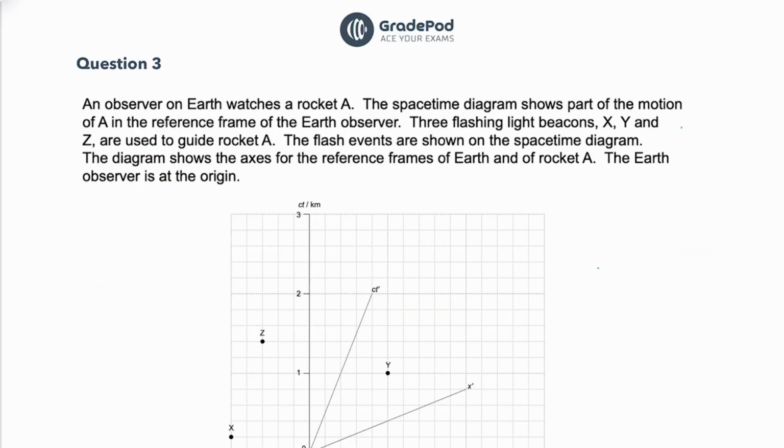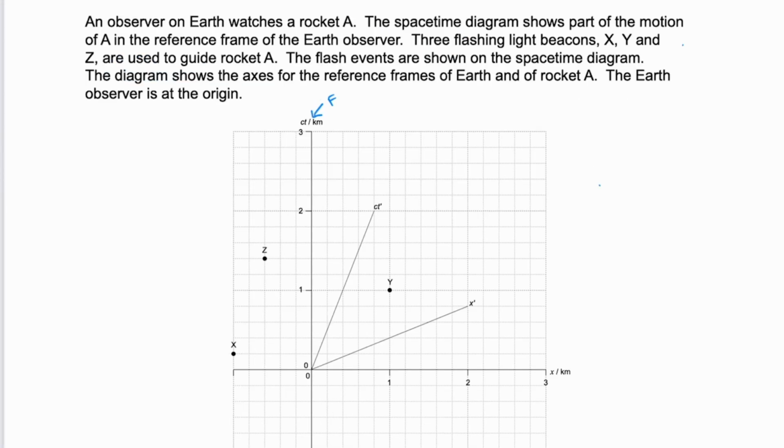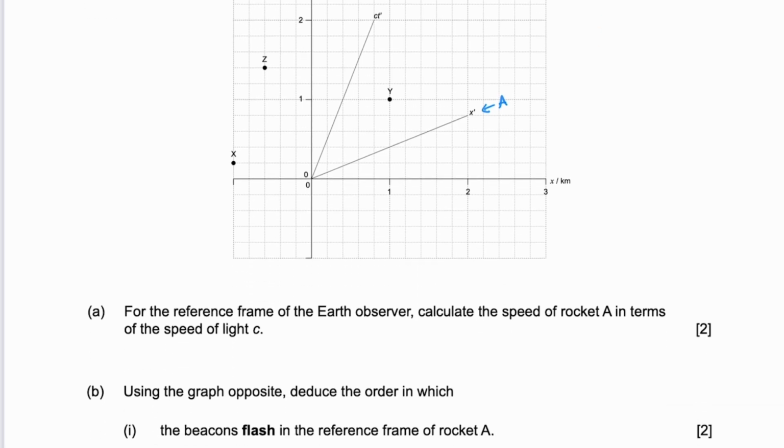Question 3. An observer on Earth watches a rocket A. The space-time diagram shows part of the motion of A in the reference frame of the Earth observer. That means this is the Earth, and this is the reference frame of rocket A. 3 flashing light beacons, X, Y and Z, are used to guide rocket A. The flash events are shown in the space-time diagram. The diagram shows the axes for the reference frames of the Earth and rocket A. The Earth observer is the origin. Okay, we know that, thanks.